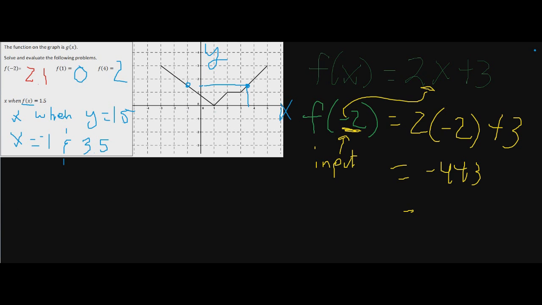At negative 1, my y value is 1.5. And that makes sense because I was trying to find the x values when my f of x, which is y, when my y value was 1.5. So that's how we go about solving this.